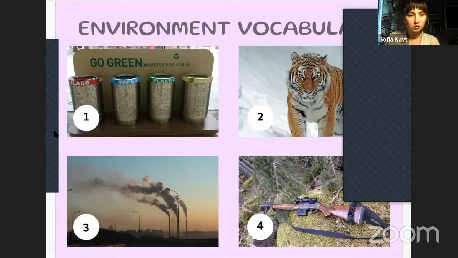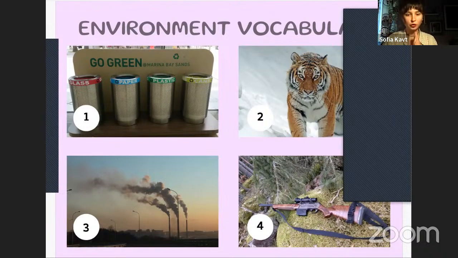So a tiger. A tiger, unfortunately, is what kind of animal? Yes, it's an endangered species. That's true. And finally, in picture 3, we can see some toxic chemicals which are thrown into the air. What do we call those? Emissions. Brilliant. Okay, so now I'm done with my explanations.